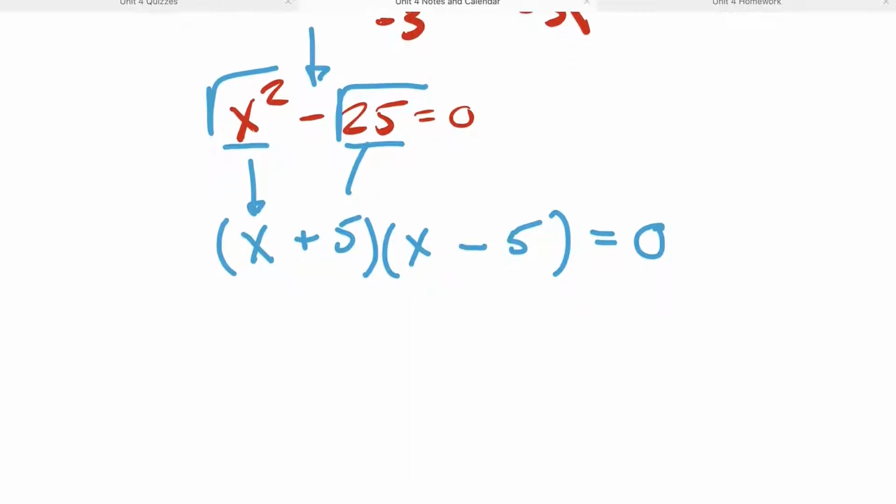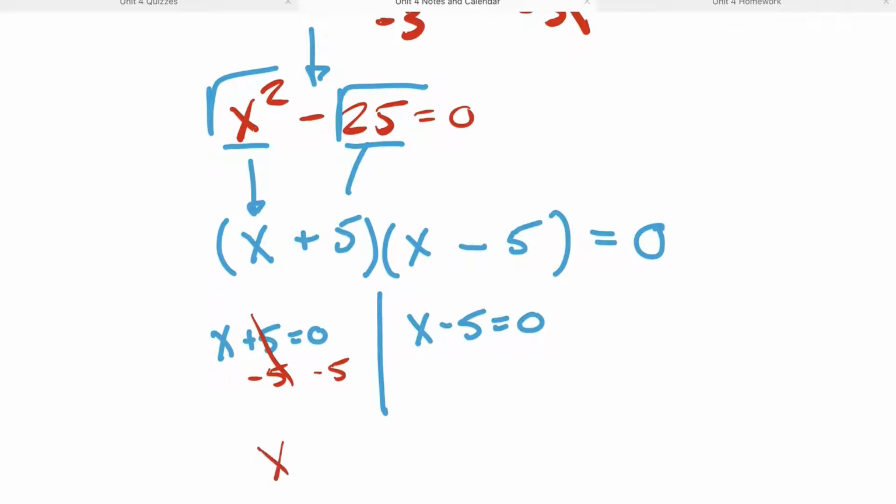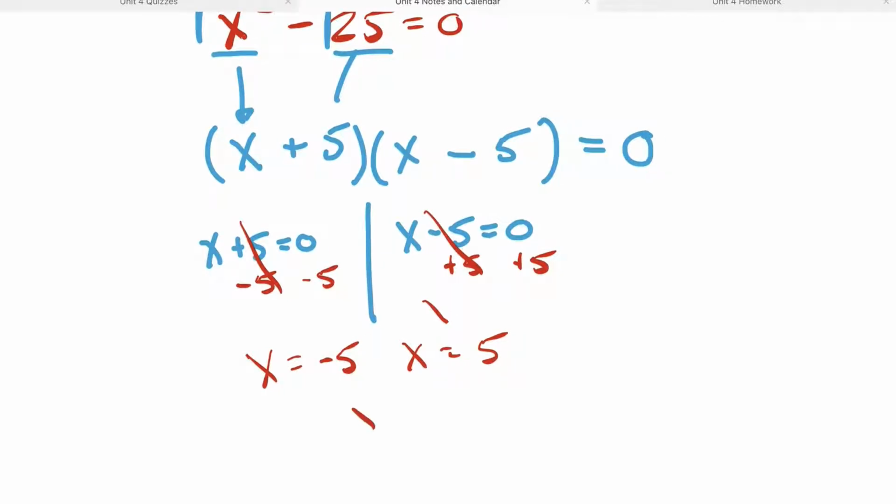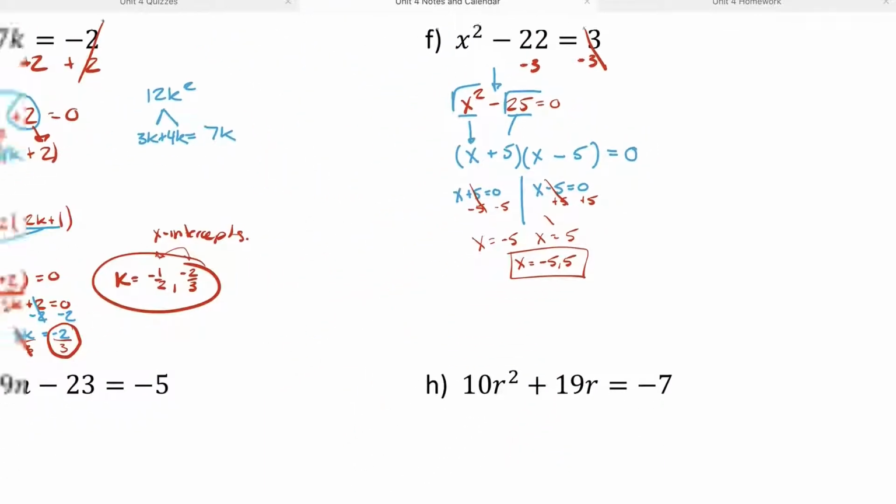So our two solutions will be x plus 5 equals 0 and x minus 5 equals 0. Subtract 5 from both sides, we get x equals negative 5. And then if we add 5 to both sides, we get x equals a positive 5. So our solution would be x equals negative 5 comma 5. Okay.